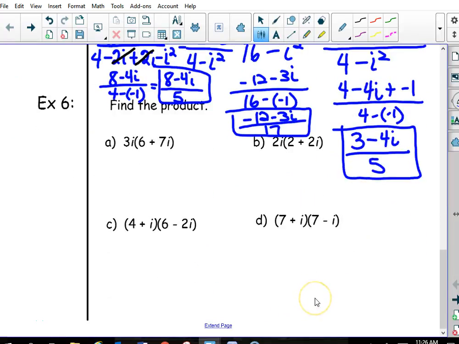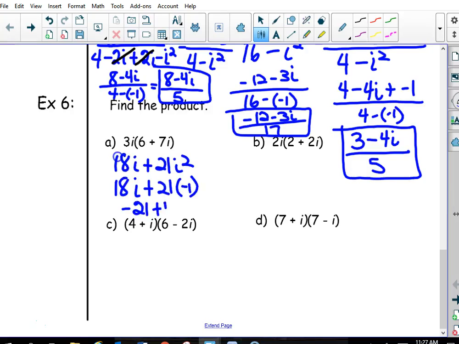I find it interesting that the book, or at least the quiz, does the multiplication after the division, because it seems to me that they should go in the other order. But again, we're just multiplying: 18i plus 21i squared. That i squared is going to go to a -1. So we get a -21 plus 18i, and in standard form, that's going to look like that.